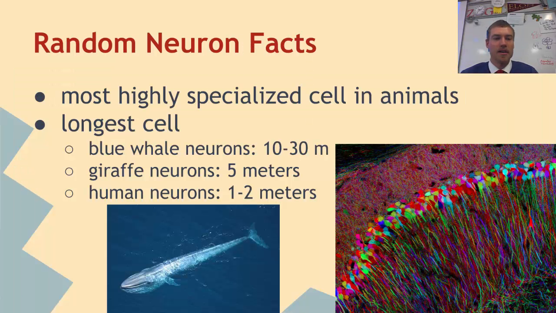Just some random facts about neurons. They are the most highly specialized cells in animals. They are also the longest cell. There are some blue whale neurons that can make it up to 30 meters. Giraffe neurons can be up to 5 meters, and you have some human neurons that are 1 to 2 meters long. This right here is a color graph showing you some neurons. So these would be dendrites up here. Here would be some cell bodies, and these are axons. And this would be found in the cortical portion of the brain.